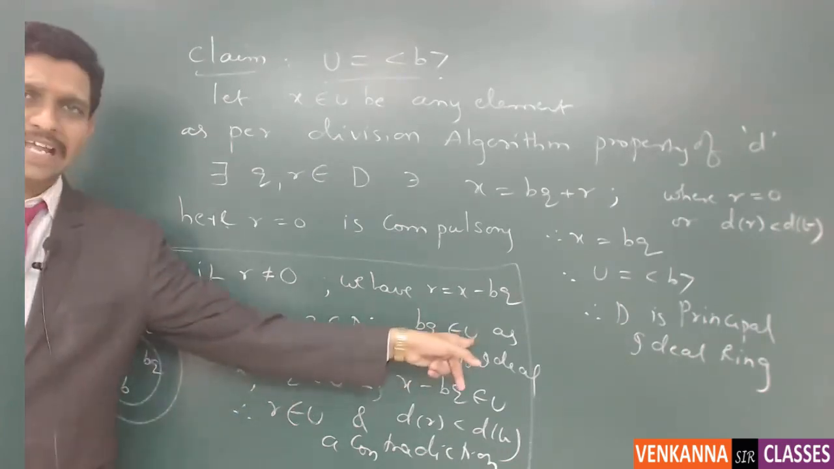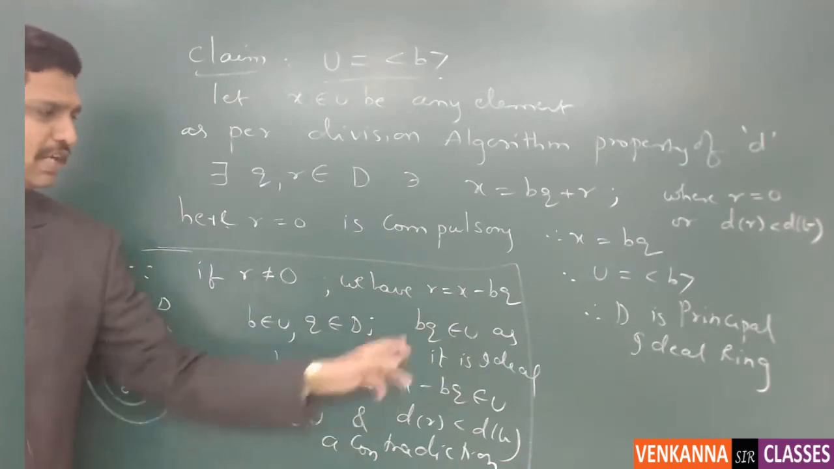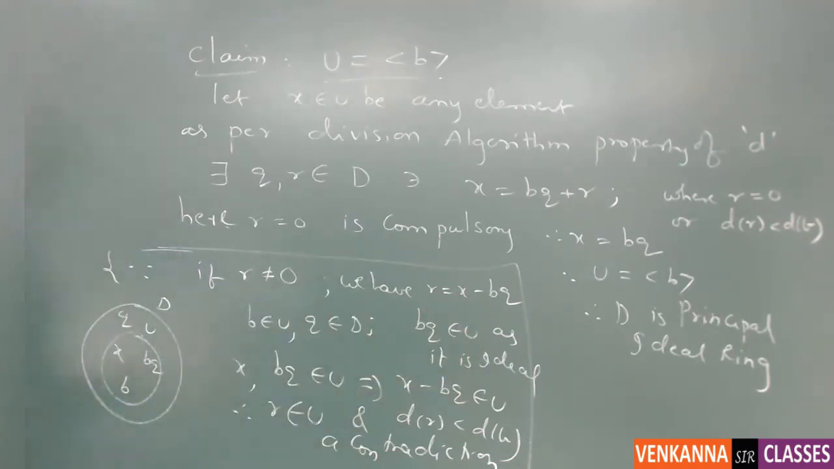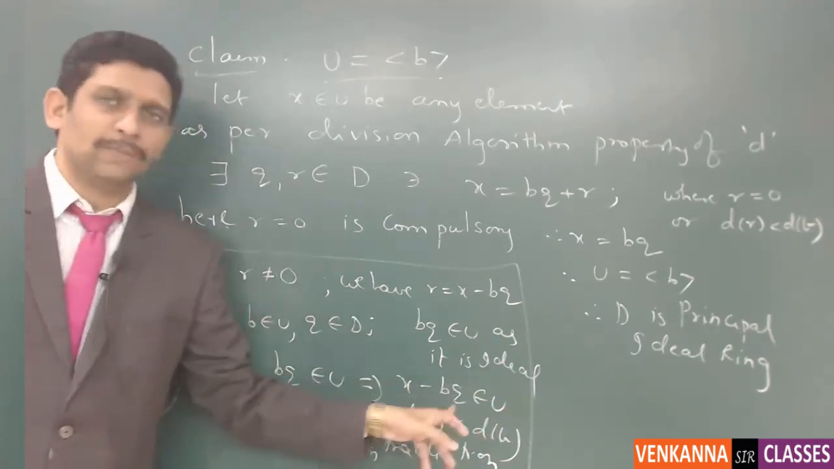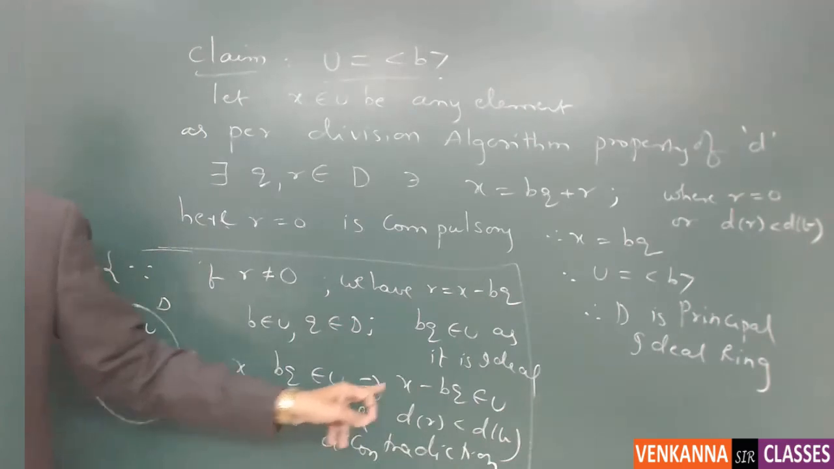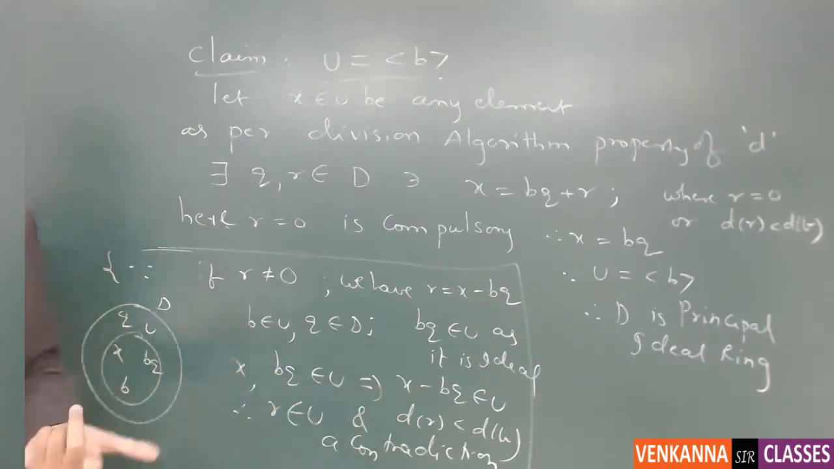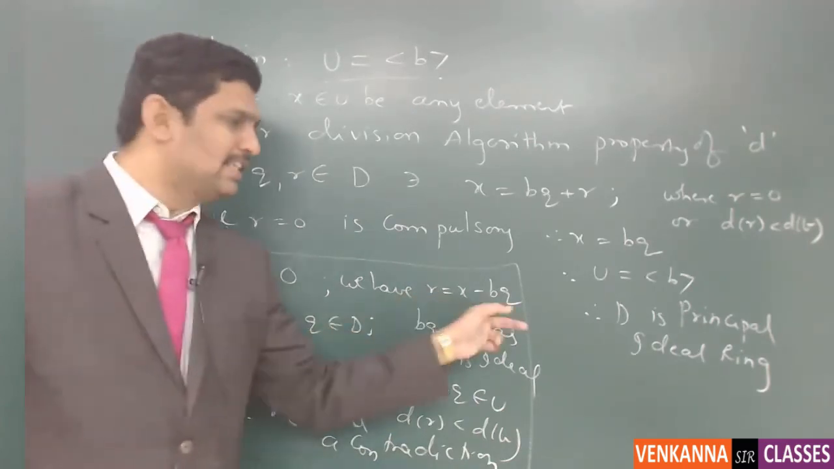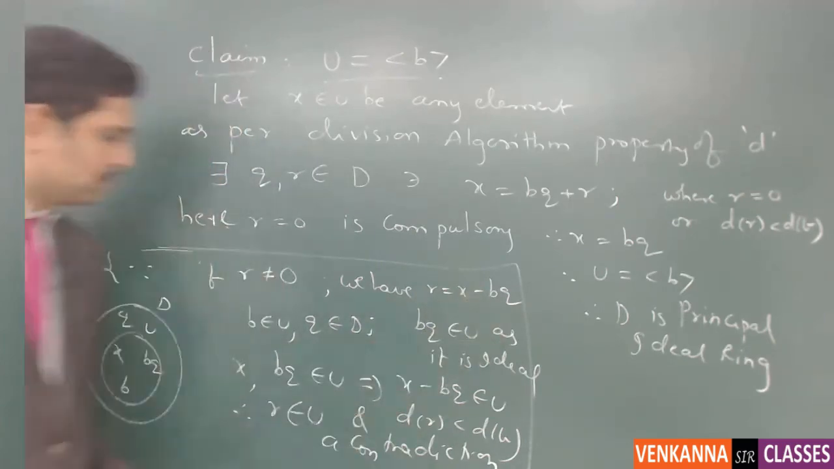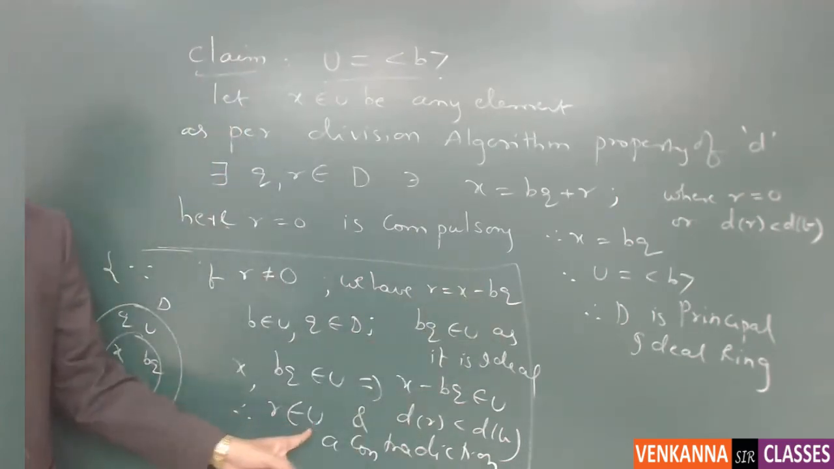Since U is an ideal, using the ideal condition, BQ belongs to U. You have two elements in U, X and BQ. The difference also belongs to U, because U is an ideal as per the first condition of the ideal. So what happens? R is nothing but X minus BQ. So you are saying that R belongs to U.